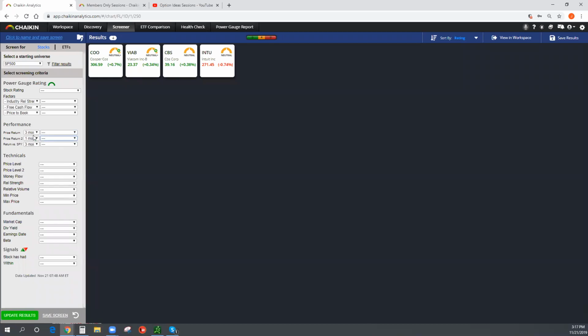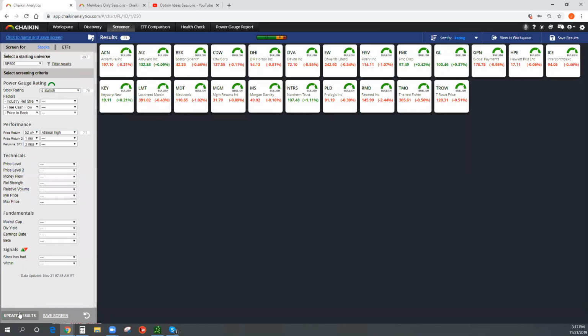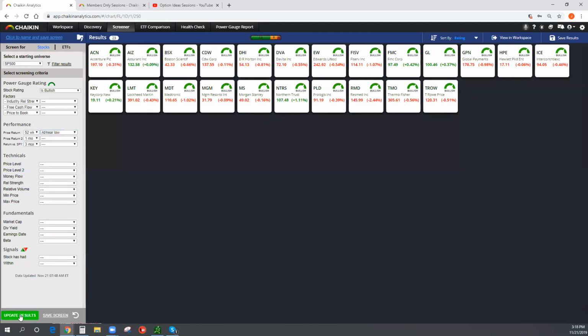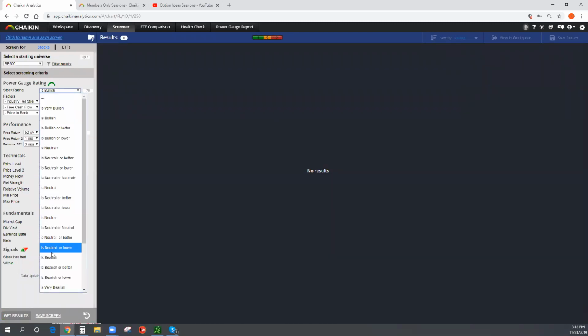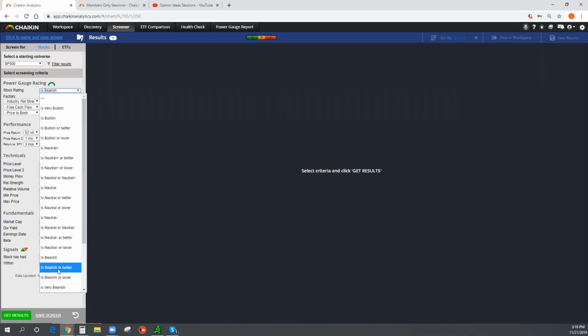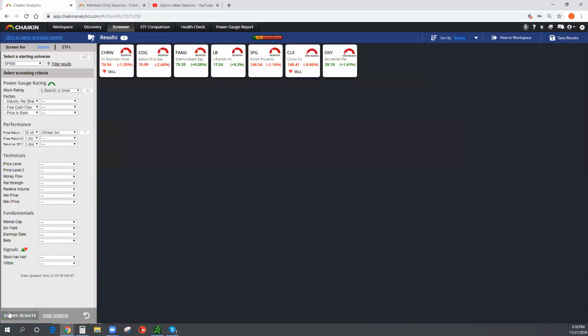One of the things I do actually like for the performance section is the 52-week high, the at near or at low. At near high, at near low. So what in the S&P 500 is rated bullish and is at near a high? 23 stocks. What about those that are at or near a low? If you like taking bearish ideas, oh, they won't be bullish. Whoops. They'll be bearish or lower. There you go. That would be where I start looking for bearish ideas.